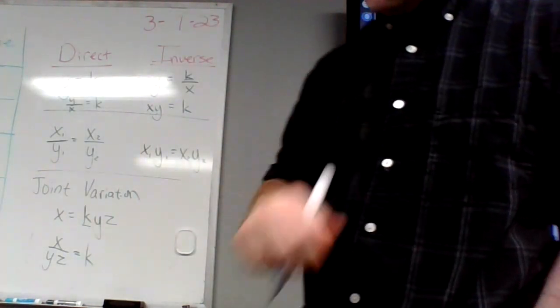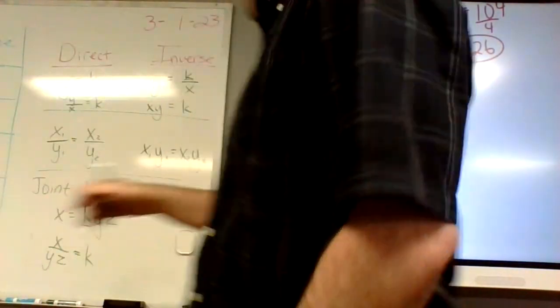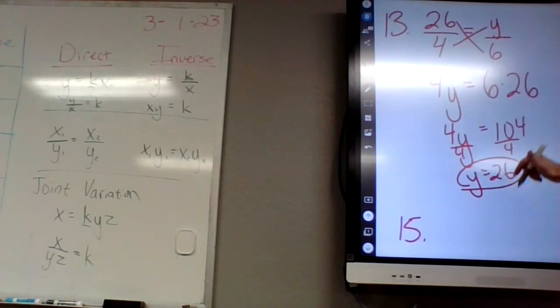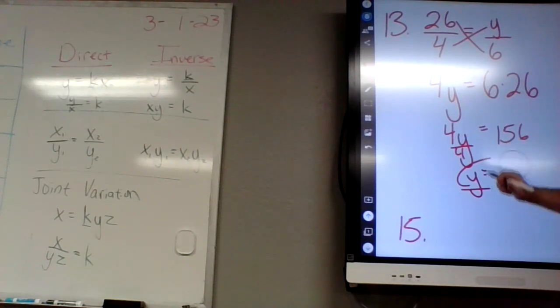Does it say 6 times 26 equals 104? Oh, was it 6 times 26? My bad, it's 4 times 26. 6 times 26 is 150... yeah, 156, there we go. 156 divided by 4 is 39.